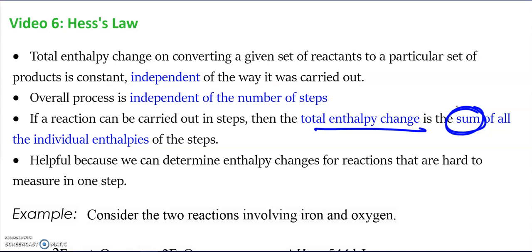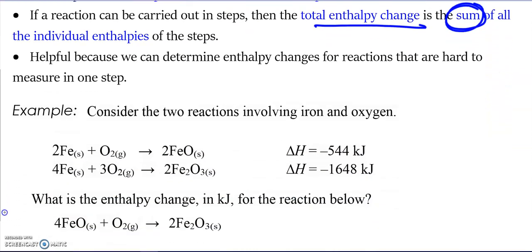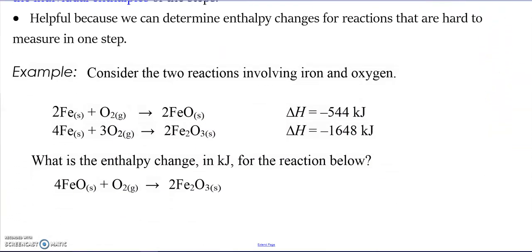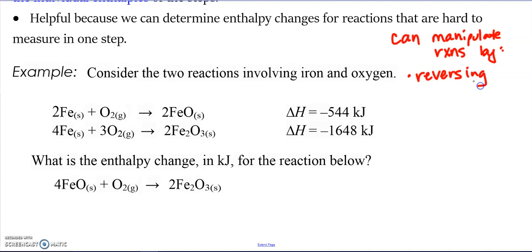So this is a little bit of problem solving, a little bit like puzzles: how can we manipulate these reactions to get the one we want? There's a couple ways that we can manipulate reactions. There are two main things. One is we can reverse them. When we reverse a reaction, our reactants turn into products. Typically, we can just turn them around, so products become the reactants, reactants become the products.